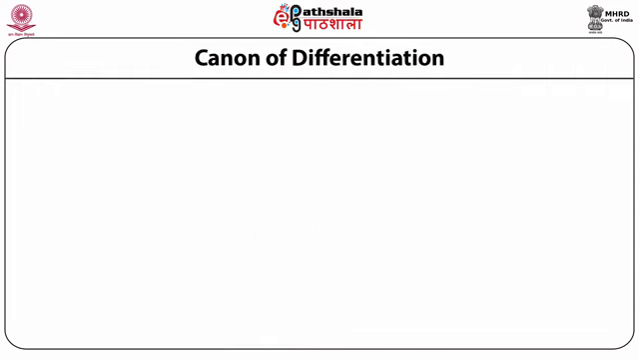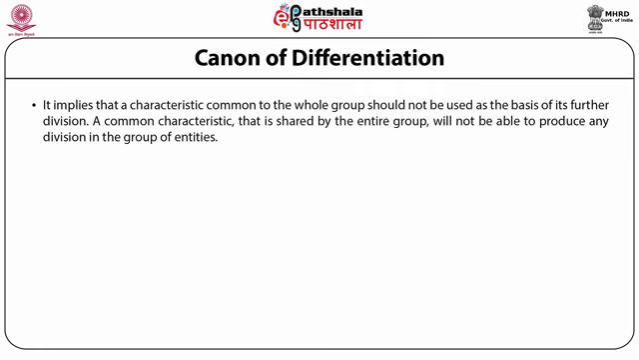Among the canons of characteristics, it means the qualities of characteristics. It implies that a characteristic common to the whole group should not be used as the basis of its further division. A common characteristic that is shared by the entire group will not be able to produce any division in the group. For example, you cannot divide human beings on the basis of having a head or having two hands, because all of them have this, and human beings cannot be divided on this ground.